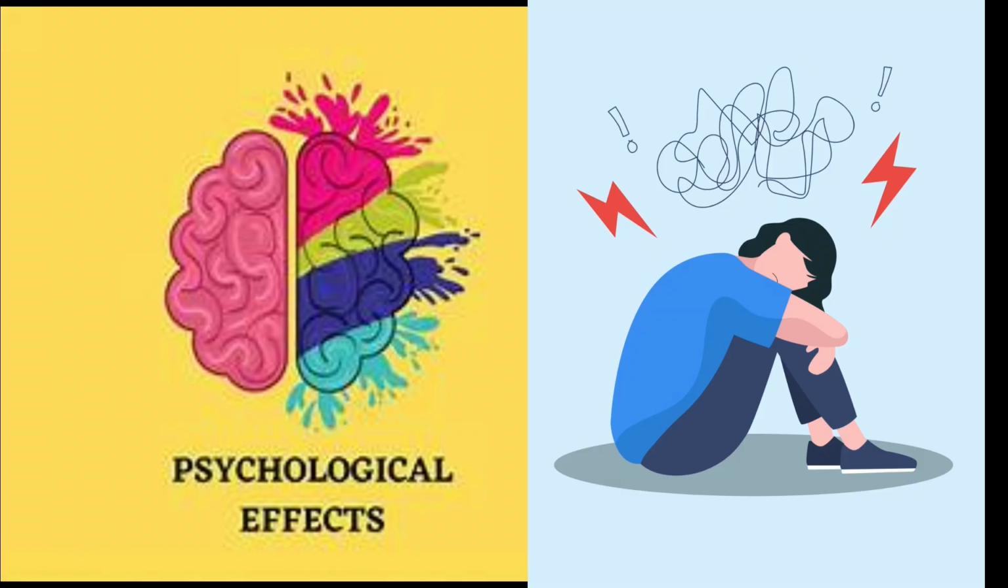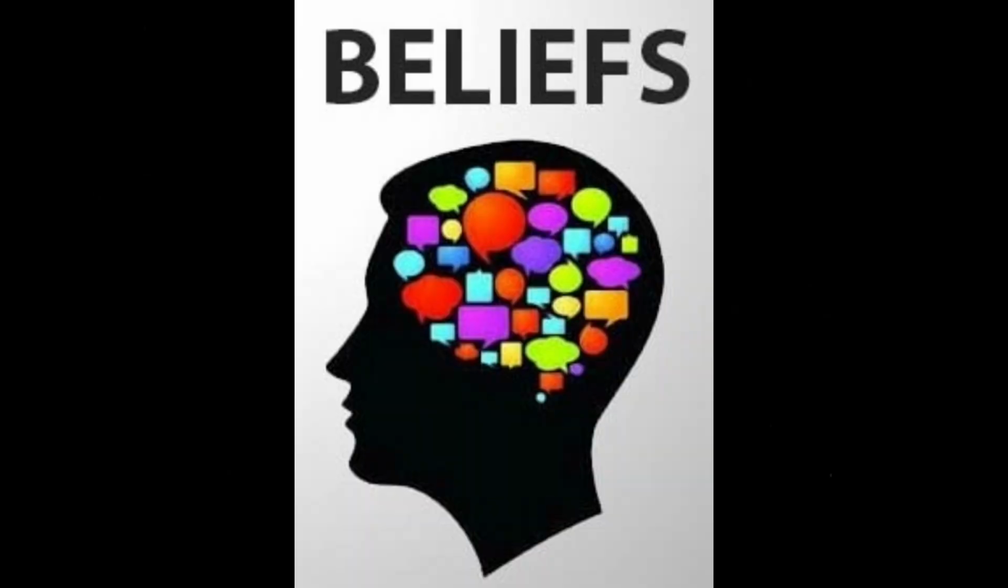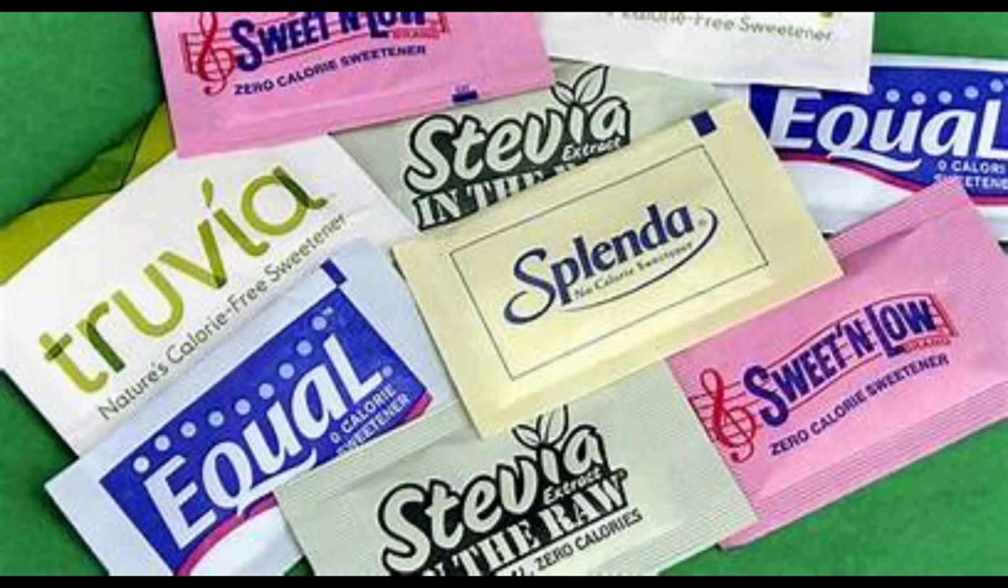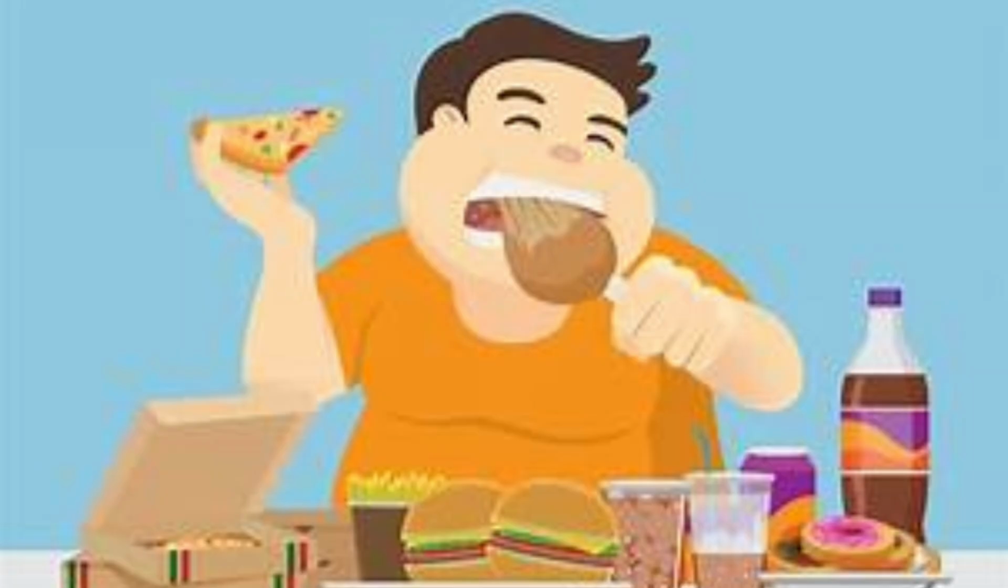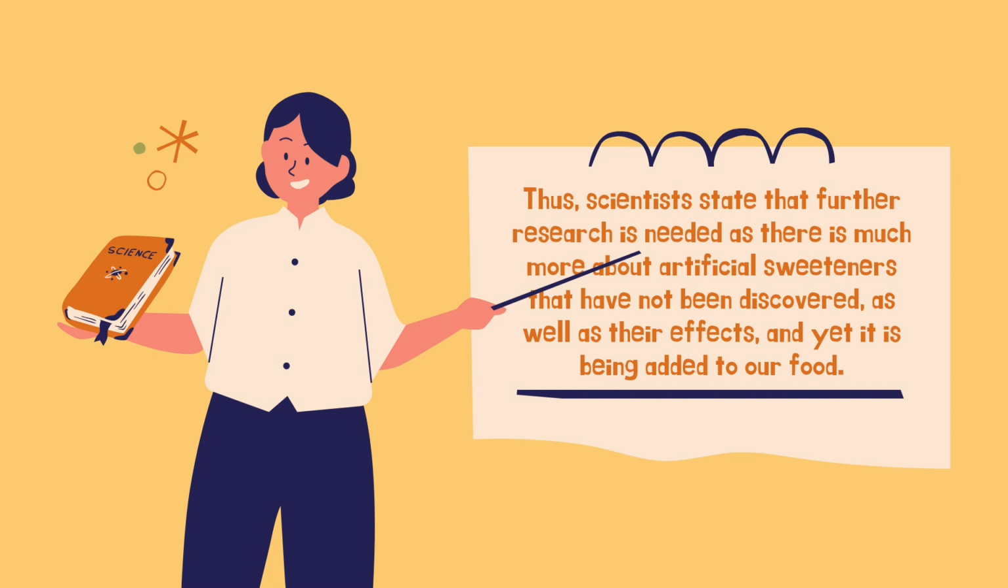While addiction is one of the main effects, there are other psychological impacts brought by the consumption of these sugars. According to a study by the National Institute of Health, humans have their own beliefs and expectations regarding the calorie content of food or beverages, which can influence brain function and metabolism. This means that as artificial sweeteners are perceived as a healthy alternative and are low in calories, consuming food containing them can produce reduced satisfaction and lead to rebound eating. Thus, scientists state that further research is needed as there is much more about artificial sweeteners that have not been discovered, as well as their effects, and yet it is being added to our food.